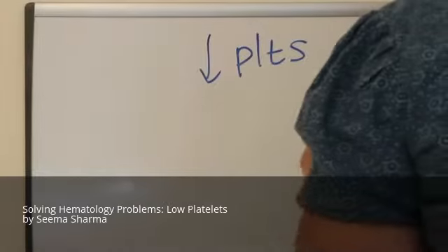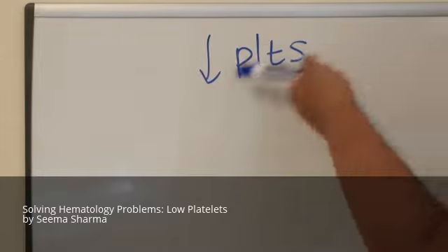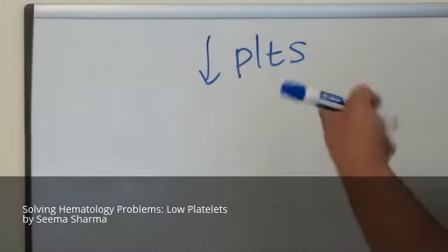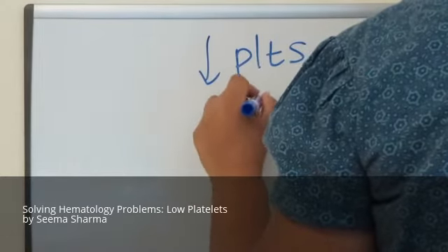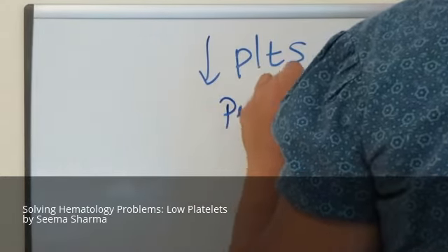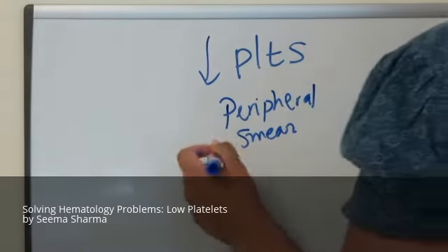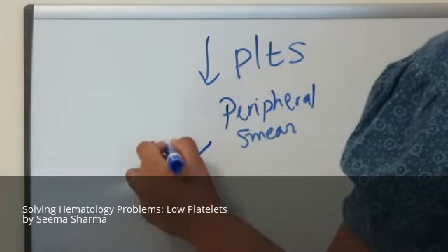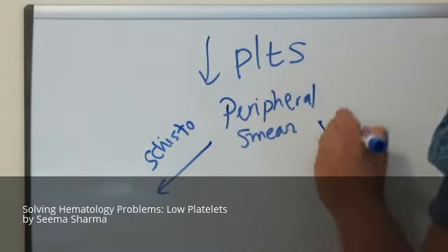In hematology, we oftentimes encounter problems where we see a decrease in platelet value. And in those problems, our first break-off point in low platelets is looking at the peripheral smear. So if the peripheral smear is abnormal, and by abnormal I mean there are schistocytes, or the peripheral smear is normal.